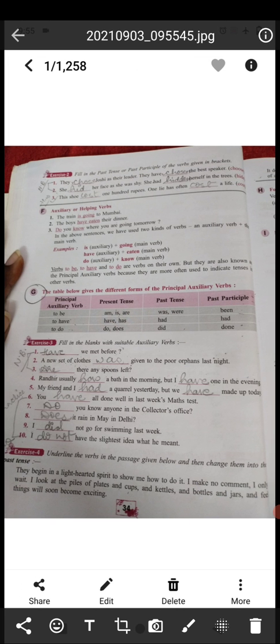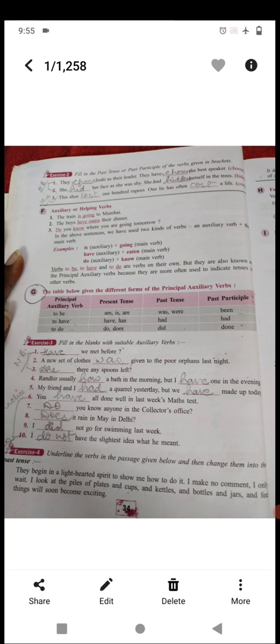See here exercise number 2. Fill in the past tense or past participle of the verbs given in brackets. So here the verbs being given in the brackets, you have to change into past tense or past participle, whatever is required over here. First is they dash Joshi as their leader. They have dash the best speaker. In the first blank it will come chose. They chose. In the first blank comes chose. Second will come chosen.